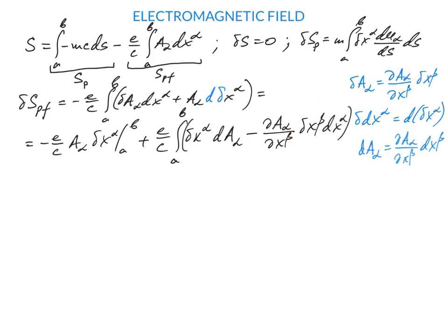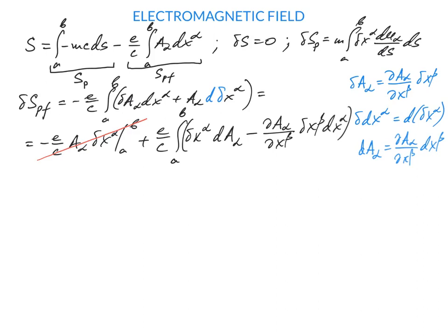Now, the indices that repeat, after all, this is all a scalar expression. So indices that repeat are dummy indices, so we can rename them any way we want. So we're going to swap alpha and beta in the second term. Now, we also know that the first term is actually 0 because delta x alpha is fixed at the initial and final points on the trajectory, so the variation delta x alpha vanishes there.